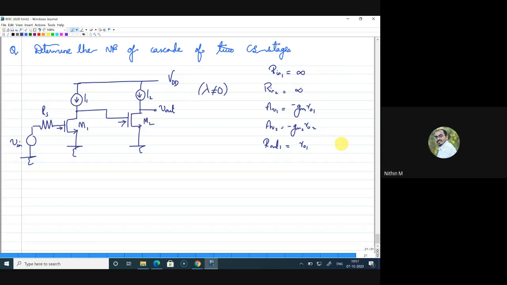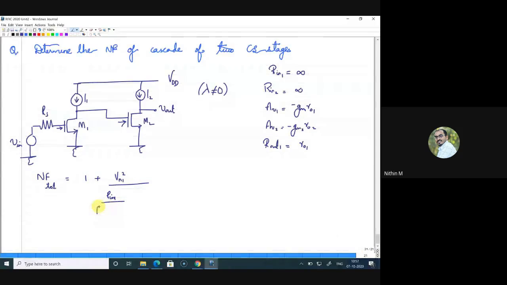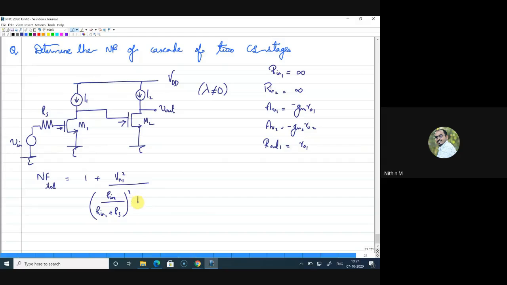Okay, so probably you are working on this numerical. I'll just write the NF total expression. The expression we obtained before is 1 plus Vn1 square divided by Rin1 divided by Rin1 plus Rs the whole square, into Av1 square, into 1 by 4KTRs.